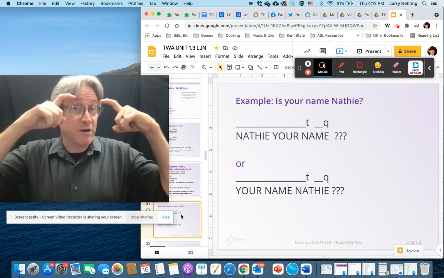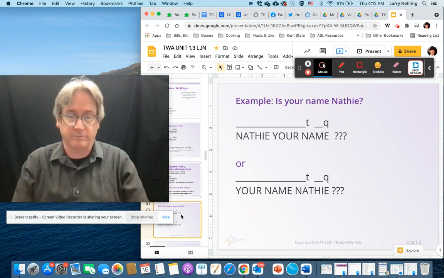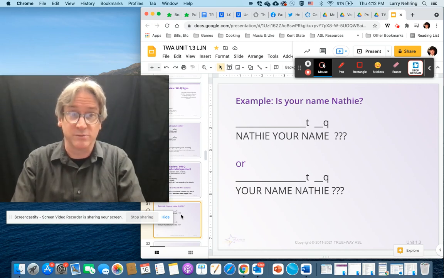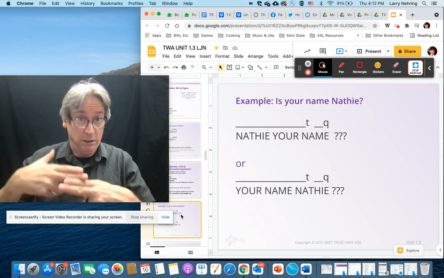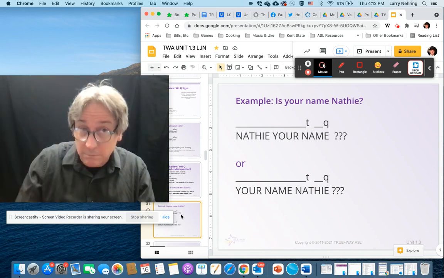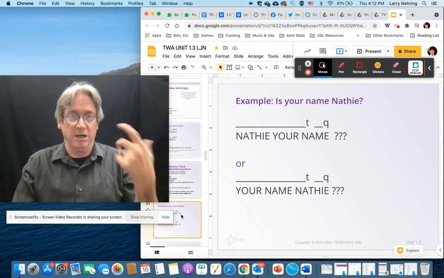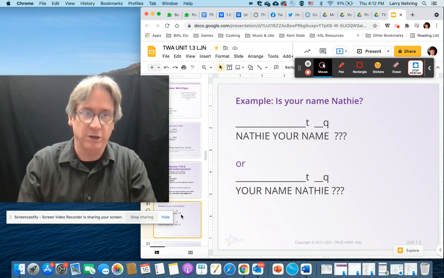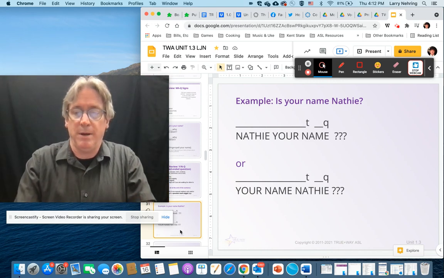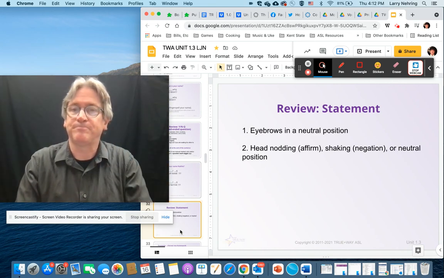So we raise it up for a topic, and then it kind of relaxes and raises back up for the question, for a yes-no question. It kind of feels weird. It's going to feel weird to get used to moving the eyebrows that much consciously. So understand. So practice each of those sentence orders.